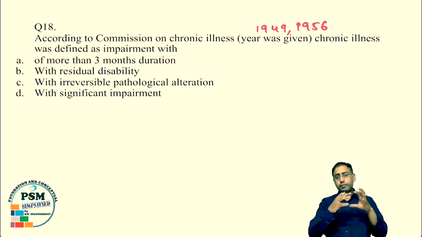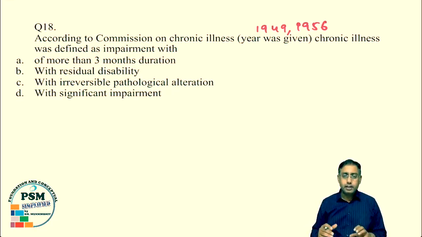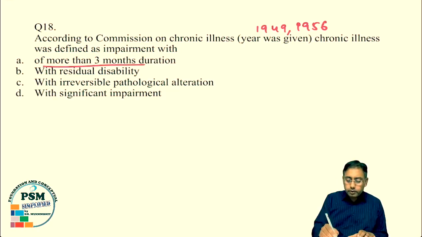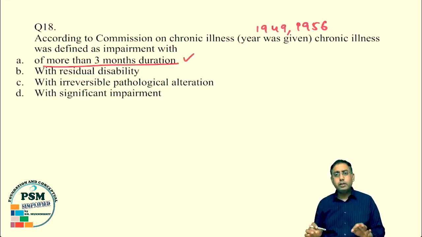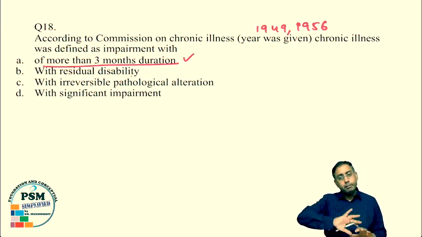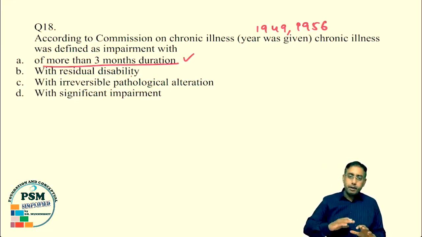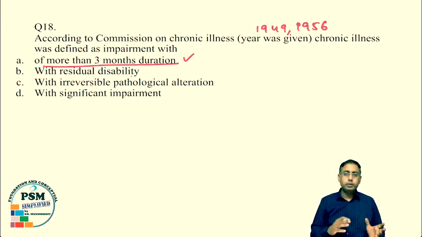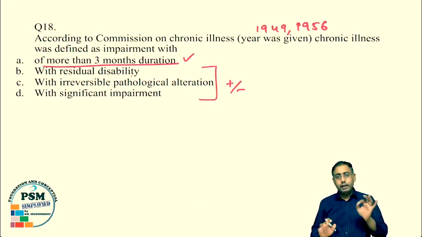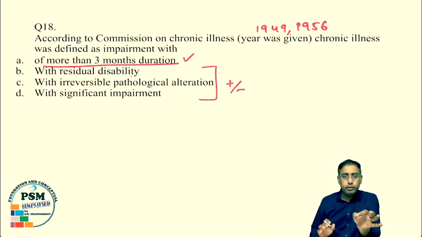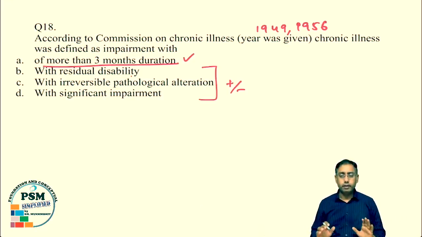So earlier, chronic illness was defined as anything of more than 3 months duration, which stays with us for a prolonged time. There is no criteria that there should be disability. It may be there, it may not be there. Impairment may be there, may not be there. Pathological alteration, they all mean the same, plus or minus. But there is a disease which stays with you for 3 months, and it may go off or it may not go off itself.